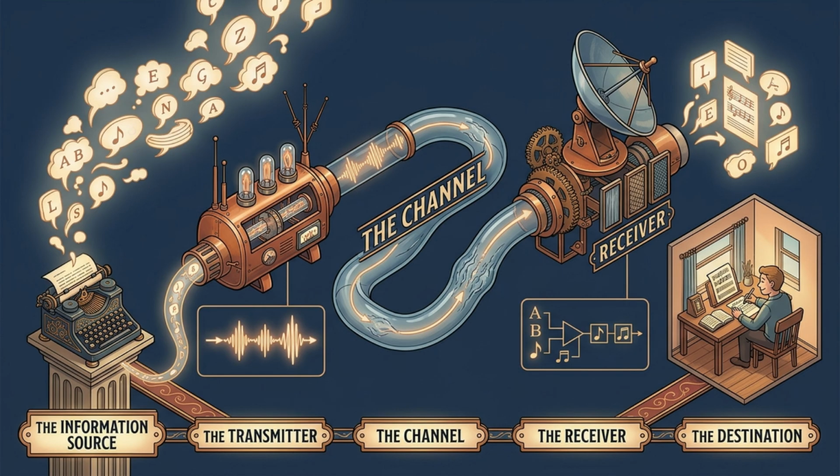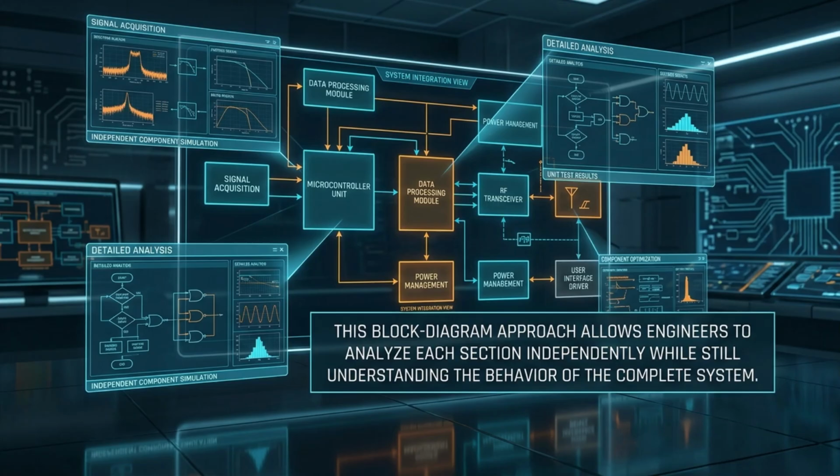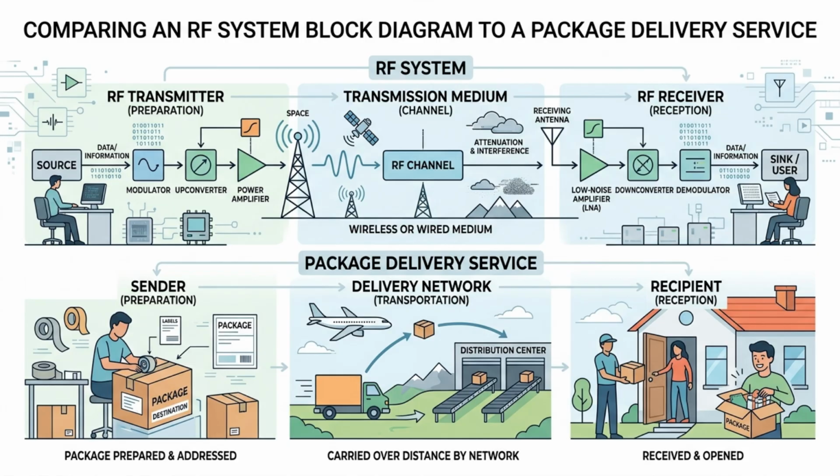Information source, transmitter, channel, receiver, destination. The information source generates the message. The transmitter converts that message into a form suitable for transmission. The channel carries the signal between locations. The receiver extracts the information from the received signal. Finally, the destination receives and uses the recovered information. This block diagram approach allows engineers to analyze each section independently while still understanding the behavior of the complete system.